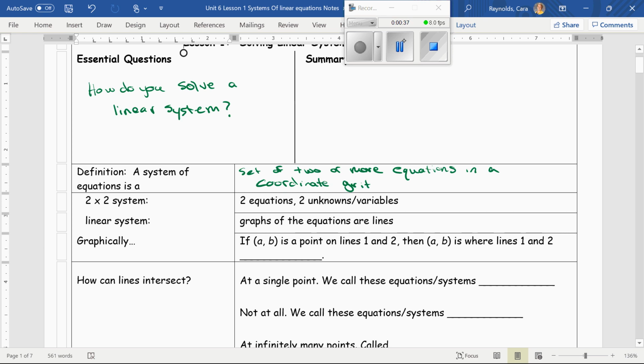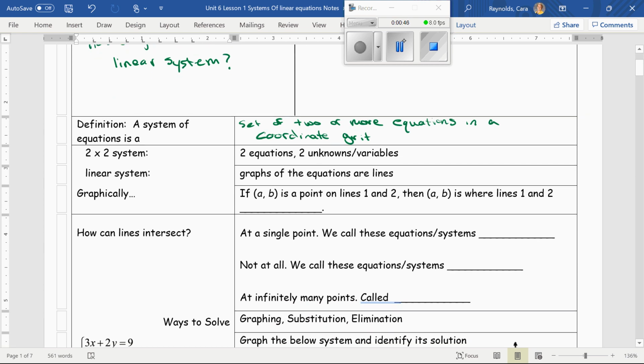If you have two equations, you will have two unknowns or variables. And we're going to look at the graphs of the equations, which are lines if they're linear, right? Graphically, AB is a point on lines 1 and 2, a point where lines 1 and 2 will intersect. And that's what we're looking for as our solution to our system.